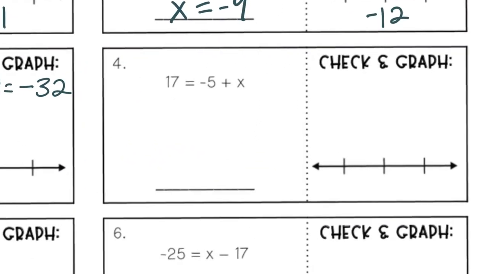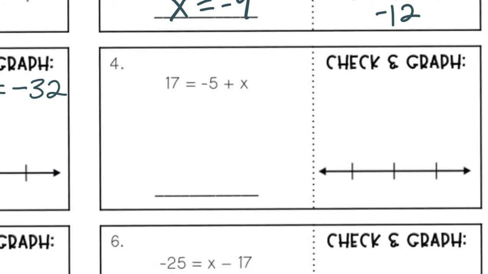And last but not least, let's go ahead and do this one together. And then we'll have you do the last two on your own. I'm going to rewrite this problem so that my variable's on the left-hand side. So this would become x plus negative 5 equals 17. Now I'm going to try and isolate my variable. So that means that I am going to get rid of my negative 5. And in order to get rid of negative 5, I have to add 5 to put it back at 0, because negative 5 plus 5 equals 0.